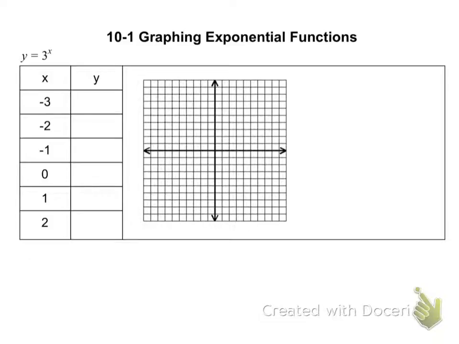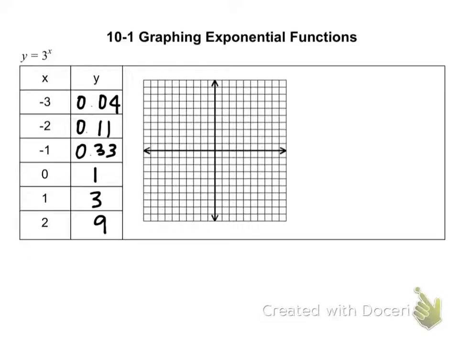This is going to be 0.04. That's rounding. The next one is 0.11. The next one is 0.33. And then we come up with 1, because anything raised to the 0 power is 1, and we can talk about why that is a little bit later. And then at 1, we're going to have 3 and then 9. So we can graph those points.